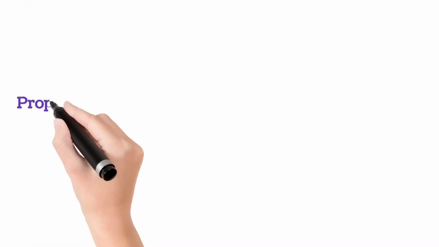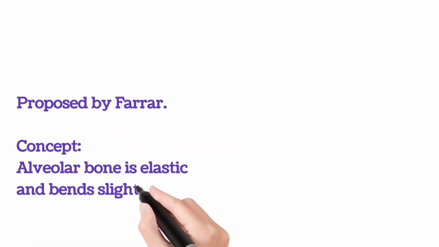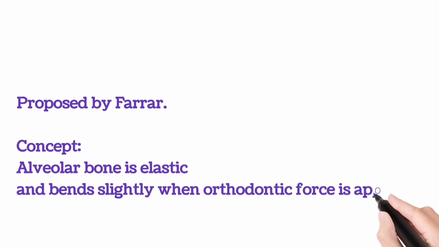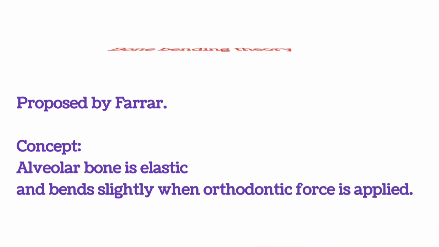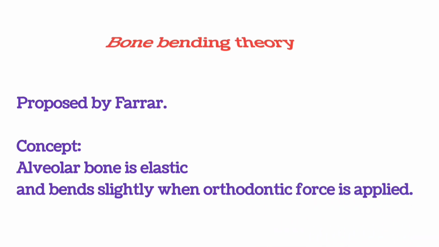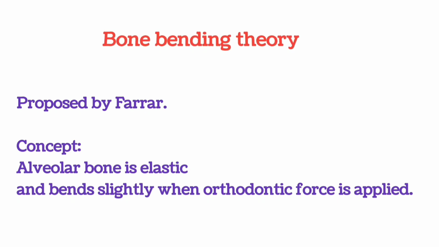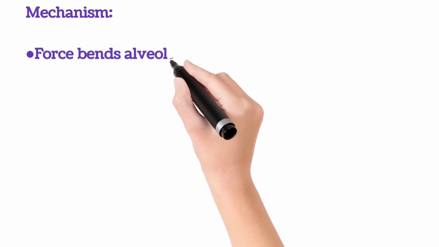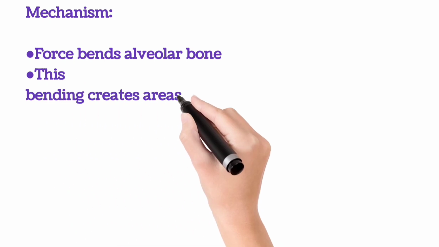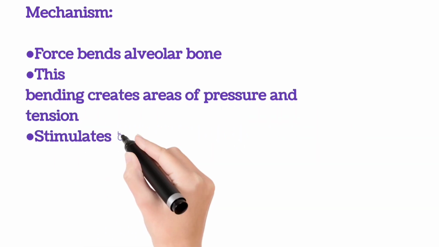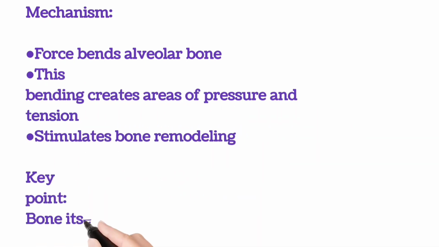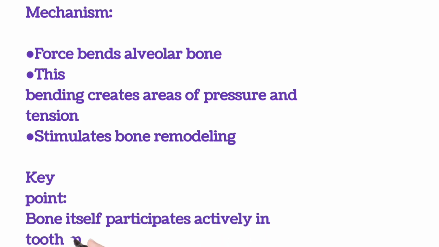Bone bending theory, proposed by Farrar. Concept: alveolar bone is elastic and bends slightly when orthodontic force is applied. Mechanism: force bends alveolar bone. This bending creates areas of pressure and tension and stimulates bone remodeling. Key point: bone itself participates actively in tooth movement.